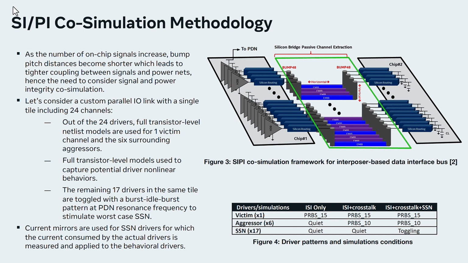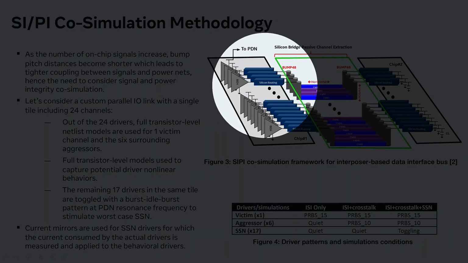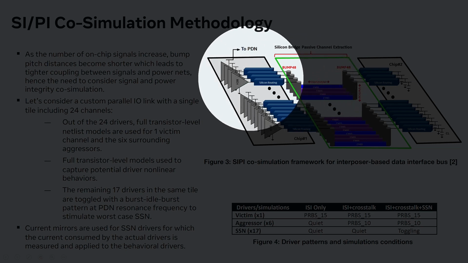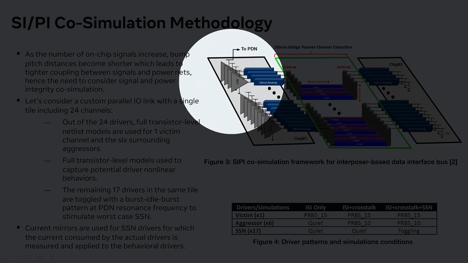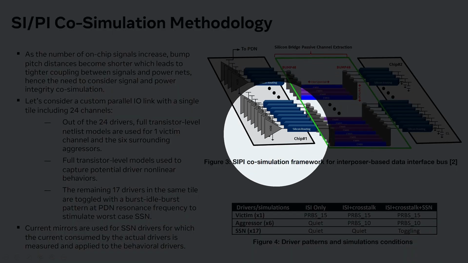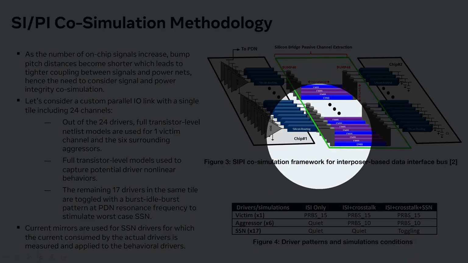One technique that can mitigate this problem is using current mirrors, which is widely used in the industry. What it does, essentially, is that you want to have transistor level models of your actual drivers and the aggressors surrounding your victim. You use a current mirror to first measure the current consumption of the actual drivers that you use for your system, and then scale that in order to mimic and represent the SSN drivers of your system.